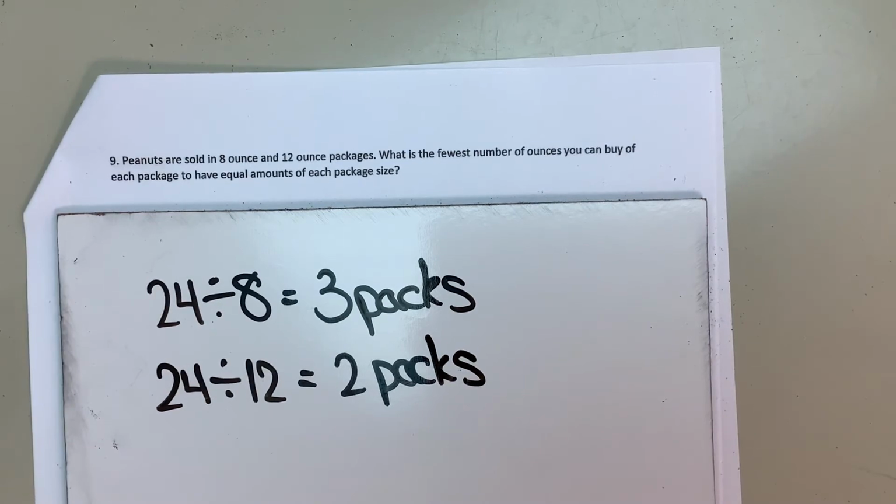peanuts. Okay? So that has been difficult for the kids, but most of them are understanding that if it's equal groups and it has not been bought yet, you're going to do the least common multiple.